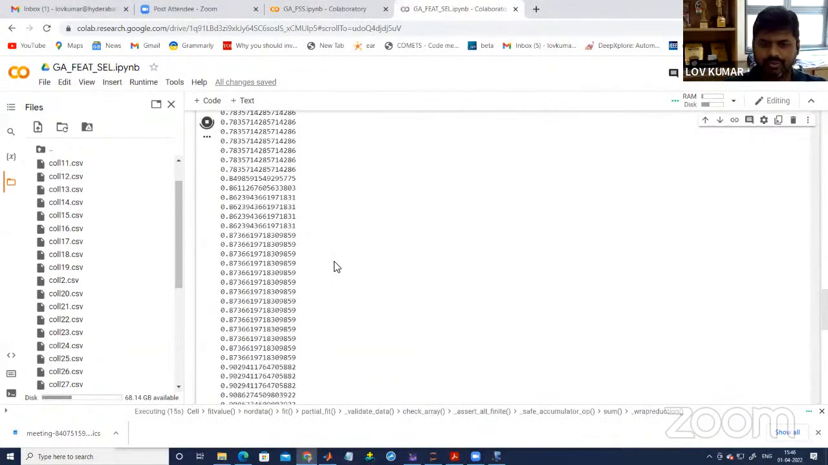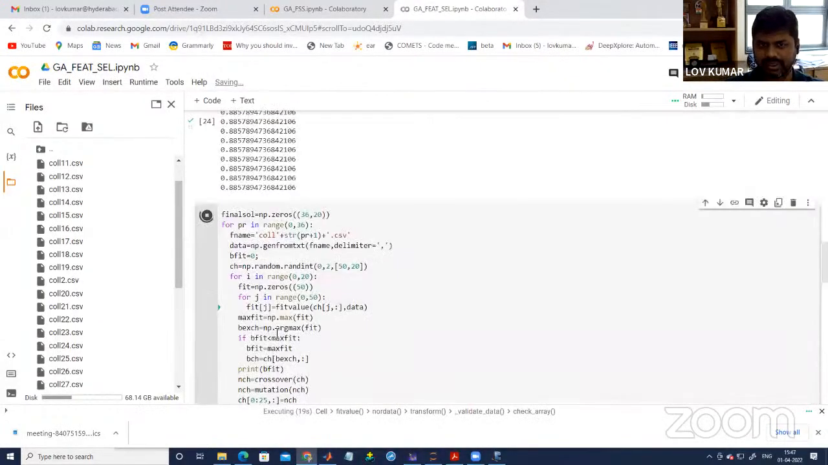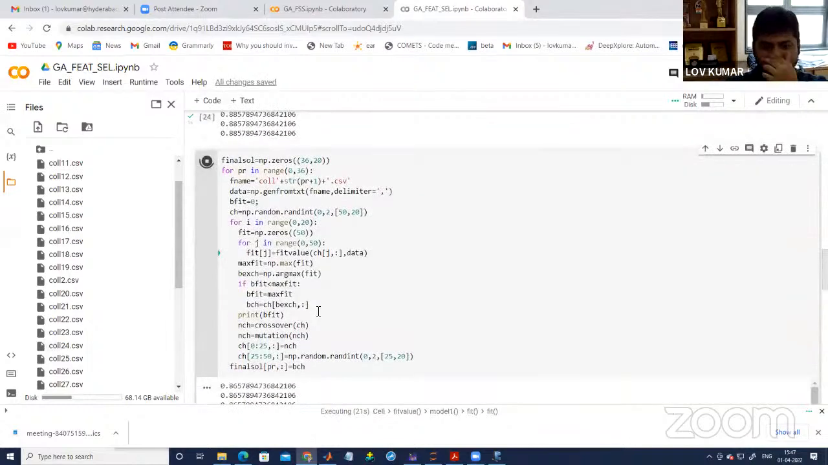So now it is working fine. If you are going to check, now it is working fine. It's giving different results; in the previous case it was not working like that. But now you can see we have written the whole code for the genetic calculator, and we are estimating the final solution here.